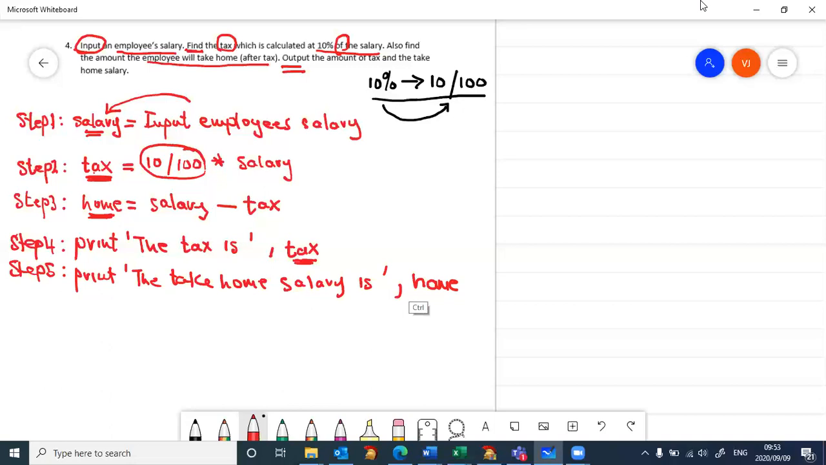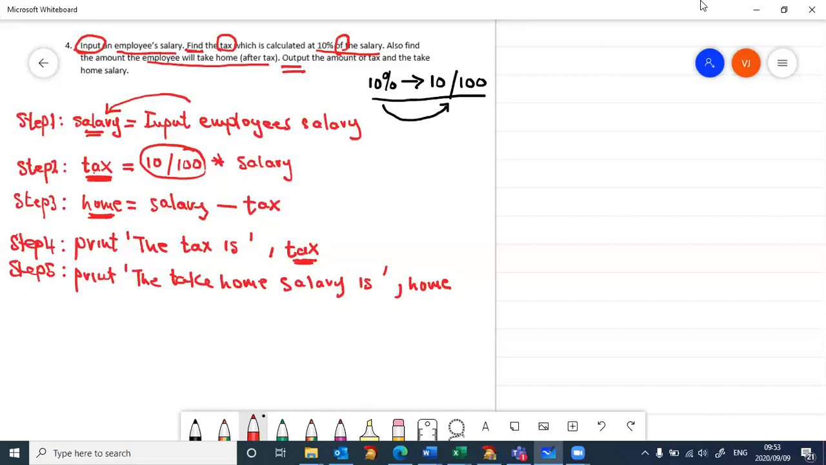Here, let me just write that a little better so it doesn't look like it's referring to something else. So there's the variable home, and that is the variable I am referring to. So I've completed the input, which is the employee's salary. So there was just one value. I've found the tax, there it is, 10% of the salary that we've input. And we've got the amount the employee will take home after tax. So that's the salary he receives minus the deduction of the tax. And then we print the tax and we print the take-home salary.